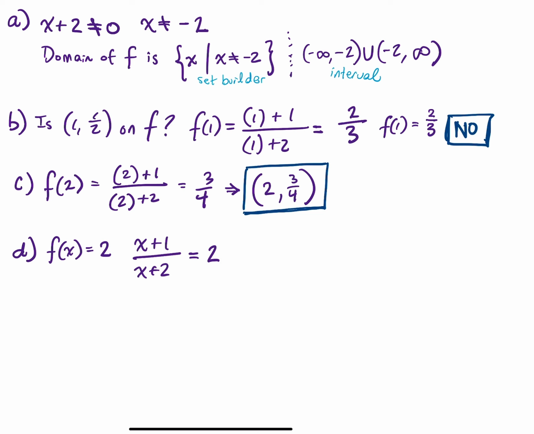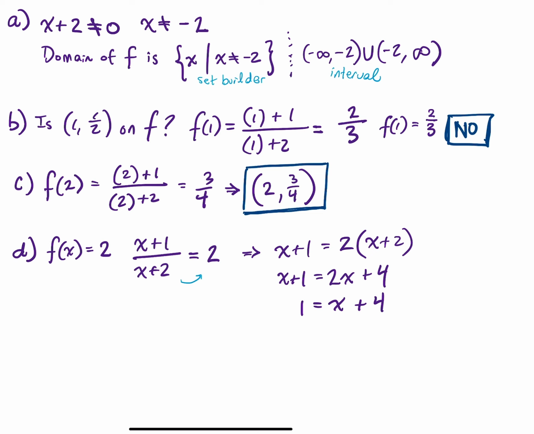So let's multiply the x plus 2 over to the other side. That means x plus 1 equals 2 times x plus 2. So x plus 1 equals 2x plus 4, distributing the 2. Now let's combine like terms. I will subtract the x over to that side first. So 1 equals, instead of 2x, I'll just have 1 x plus 4. Then I'll subtract the 4 over to the other side, so negative 3 should equal x.